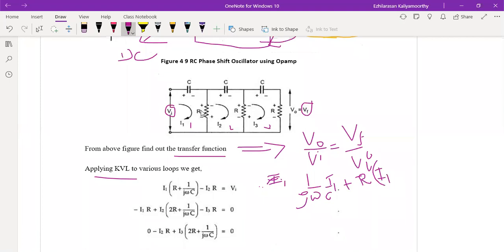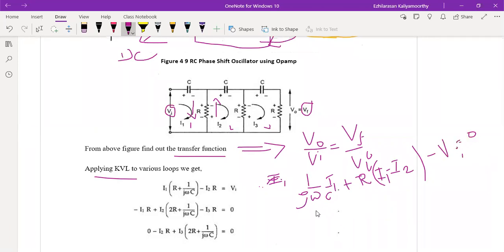Then you see the same resistor has the opposite current. Here the current is going up, but here the current is going like this. So I1 minus I2, opposite. Okay, I1 minus I2, then minus this input, Vi is equal to 0.